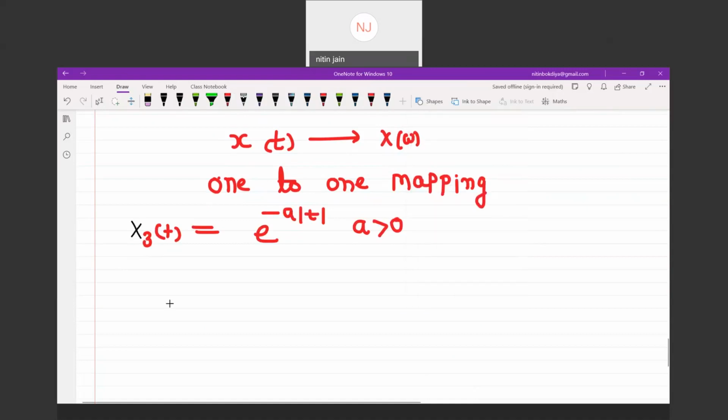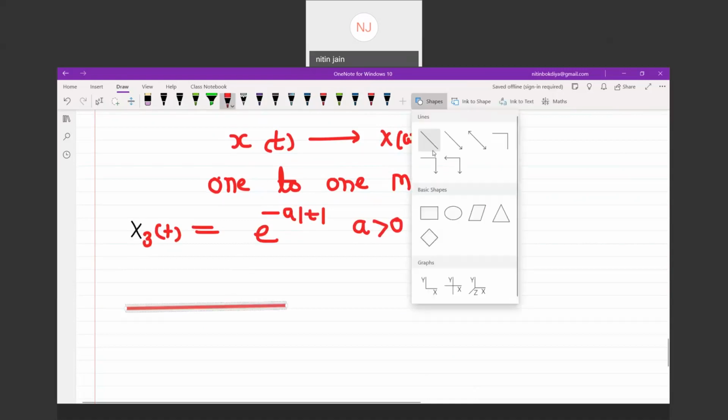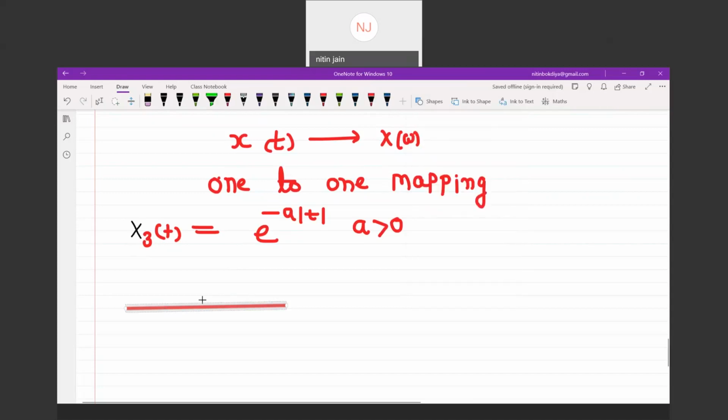Let's draw this function. It is not infinite at any point, so let's see whether it is divergent or not. At t equal to 0, the value of this function is 1. Beyond that it is finite, it is not infinite at any point. So you can find the Fourier transform, and let's find it.